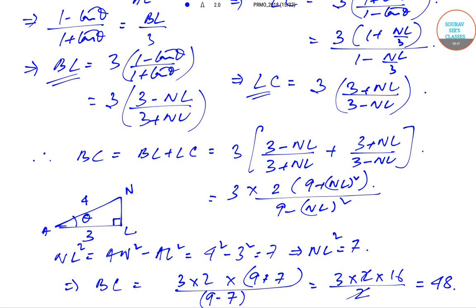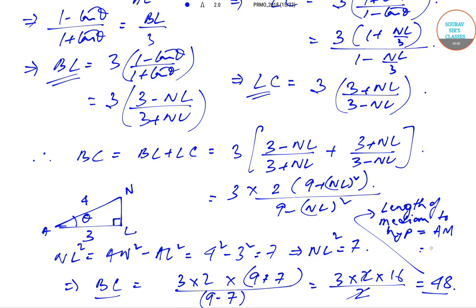We know that in a right angled triangle, the length of the median drawn to the hypotenuse is always half of the hypotenuse. So the length of the median to the hypotenuse, which here is AM, will be equal to half of BC, and half of BC will be equal to 24. So that is the solution we're looking for. 24 is the answer.